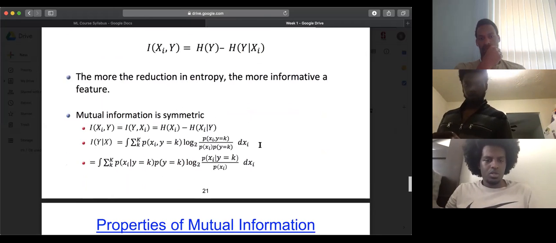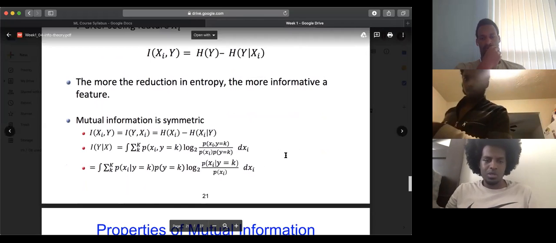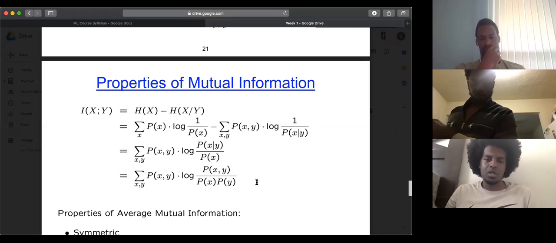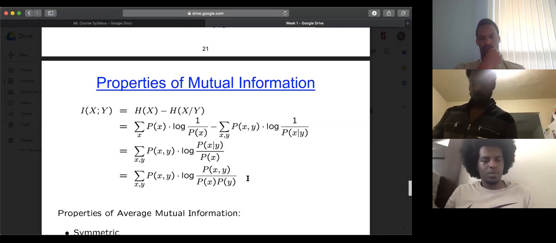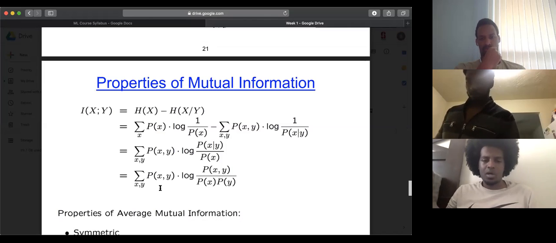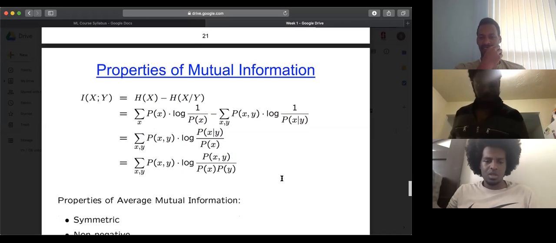So they're just telling you that it's symmetric. Yeah, we'll keep moving. So here's a derivation for how they get the equation. You have the entropy of x minus the entropy of x given y, and it basically all boils down to the joint probability of x and y times the log of the joint probability divided by the individual probabilities. So this reminds you of Bayes' rule, I believe. Mm-hmm, something close to that. Yeah, it's kind of close.